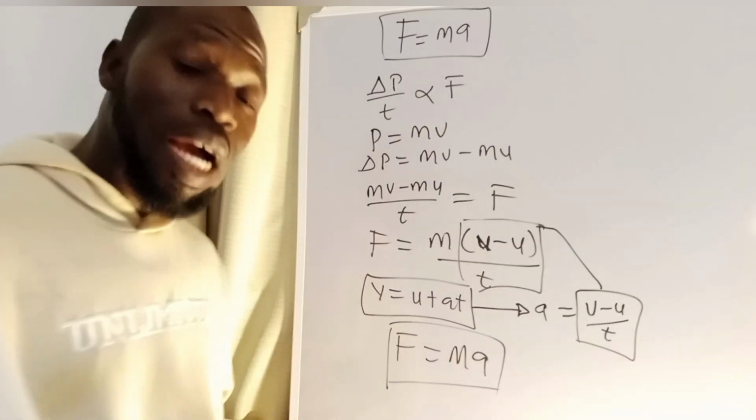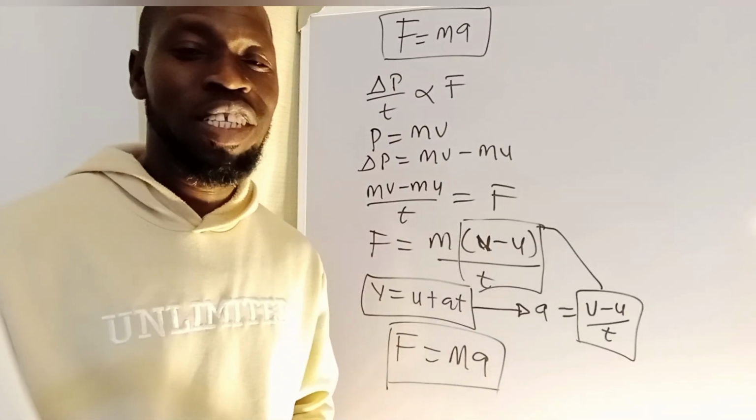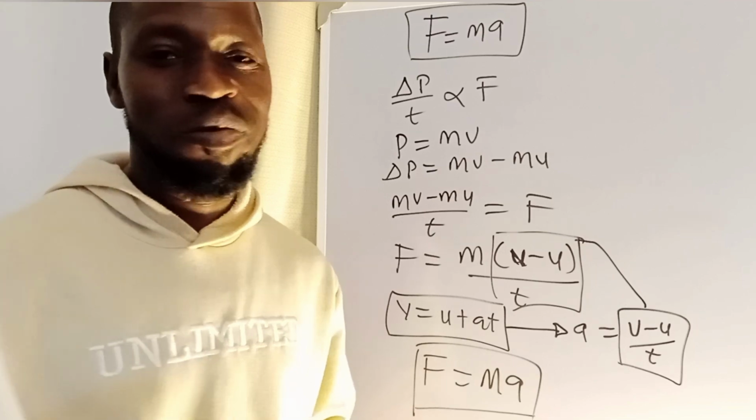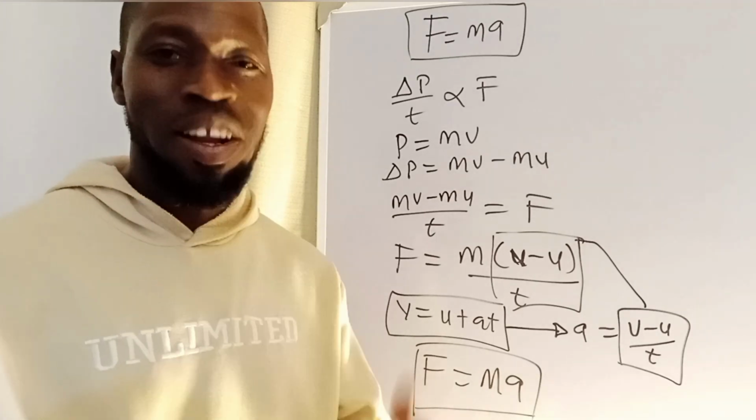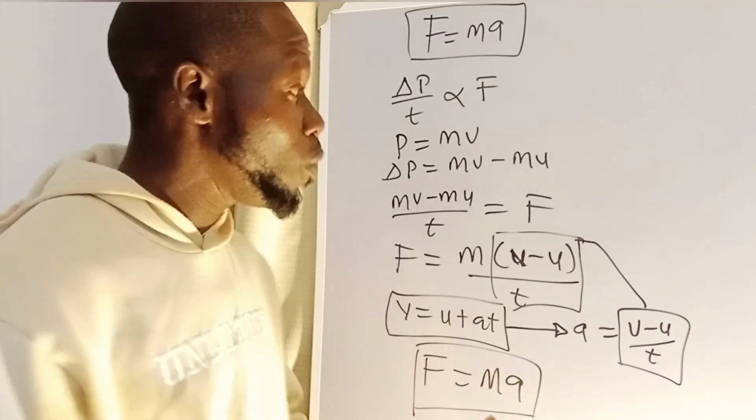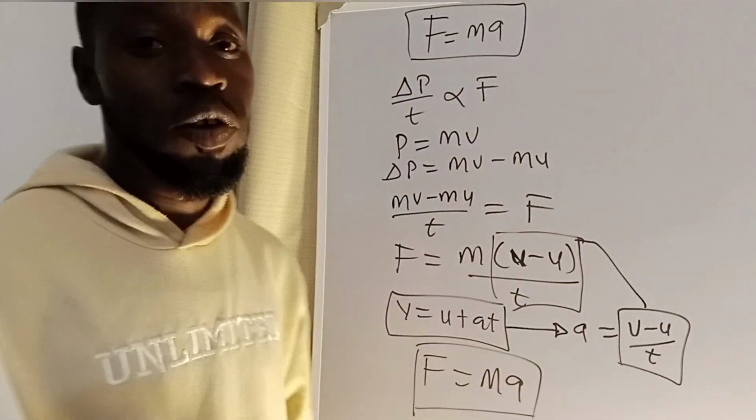That's all. And remember that the third law of motion also states that for every action, there is an equal and opposite reaction. So with this, we're able to show F equals ma.